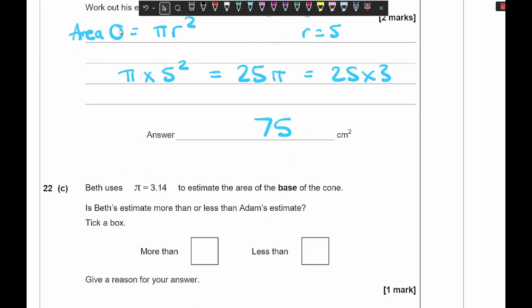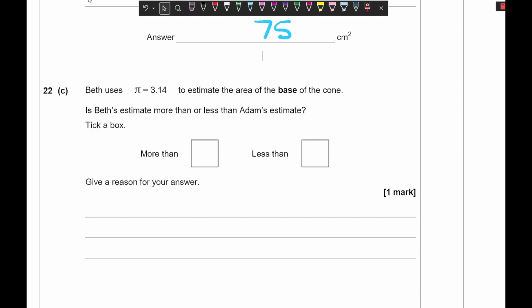It then says for part 22c, Beth uses 3.14 as an estimate for the area of the base of the cone. Is Beth's estimate more or less than Adam's estimate? Well, the answer that we need to take is more than, and the reason for that is because we've used a bigger value for pi.